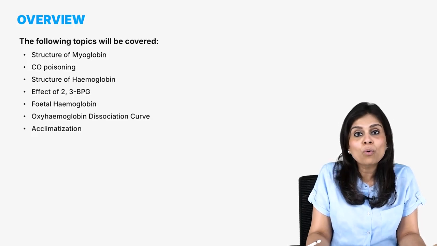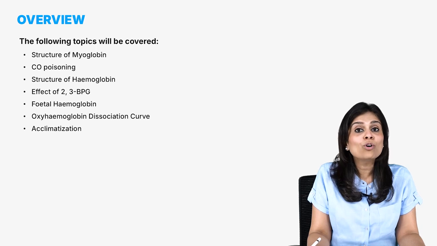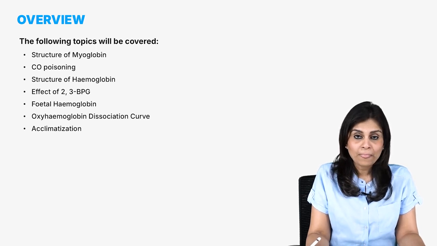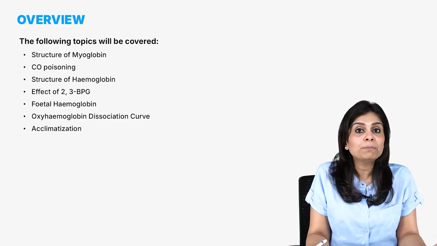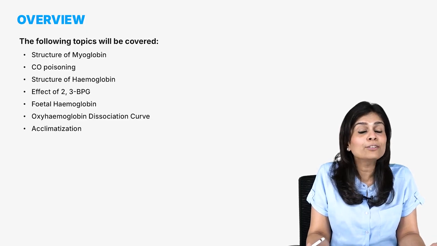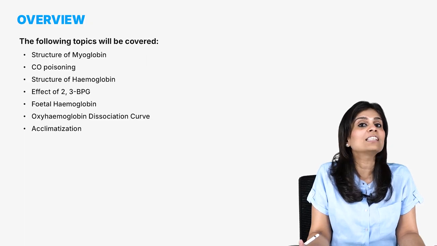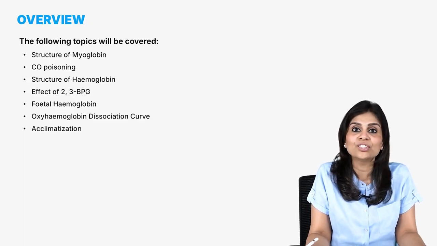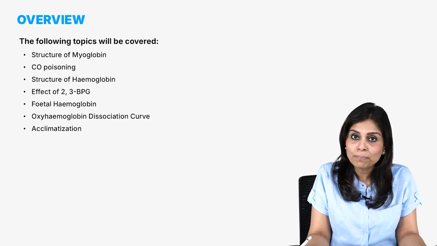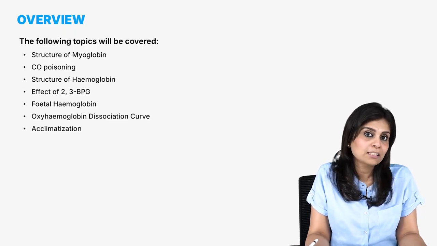What is the Bohr effect? What is the Haldane effect? What is cooperative binding? What is the effect of 2,3-BPG? Why do we always say 2,3-BPG reduces the affinity of hemoglobin for oxygen? There should be an explanation behind that, right? So that will be explained.